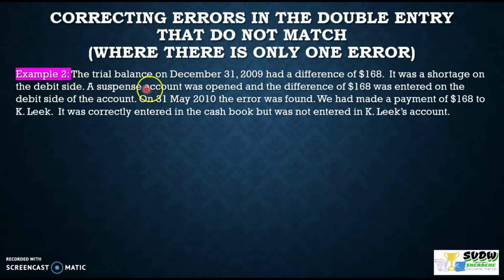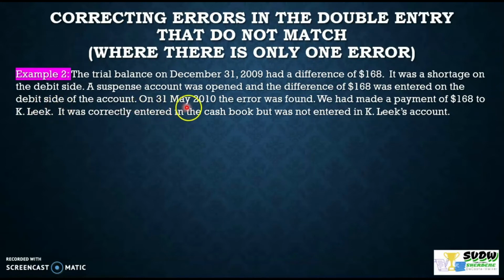Example 2, the trial balance on December 31st, 2009 had a difference of $168. It was short on the debit side. Therefore, the suspense would be debited. A suspense account was opened and the difference of $168 was entered on the debit side. See what I said before.